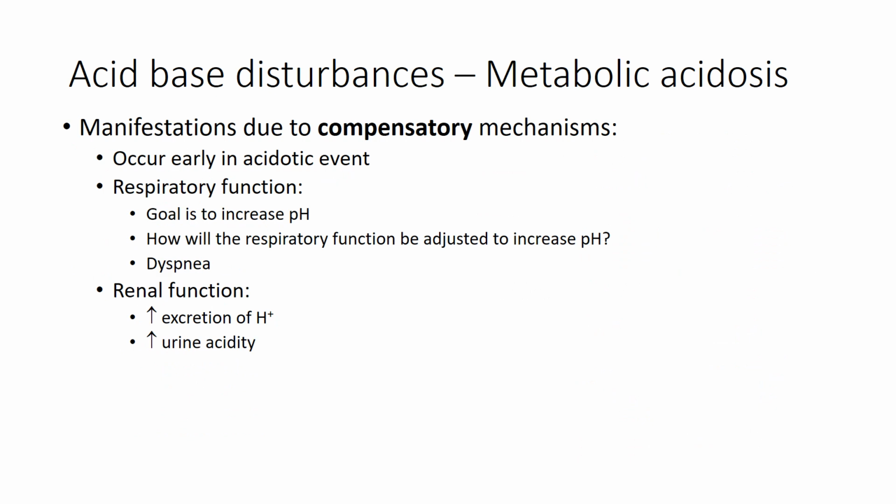So the manifestation is due to compensatory mechanisms. This occurs early in the acidotic event, so the lungs try to fix it very quickly. Okay? Their goal is to increase the pH because we're in an acidotic condition. And so how would we increase the pH?